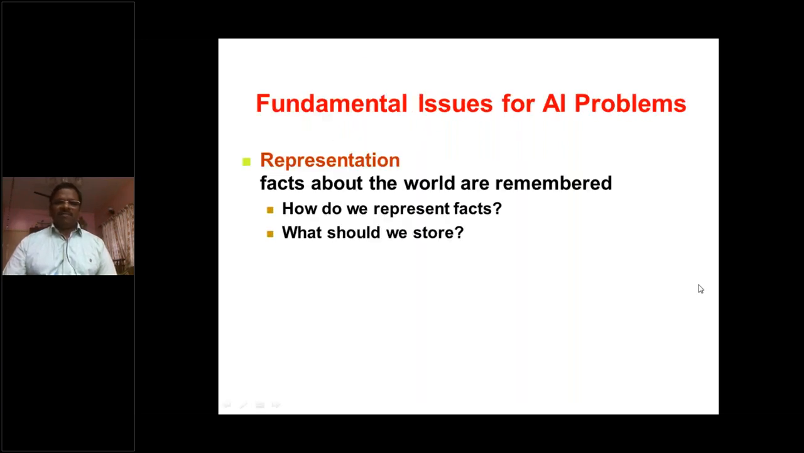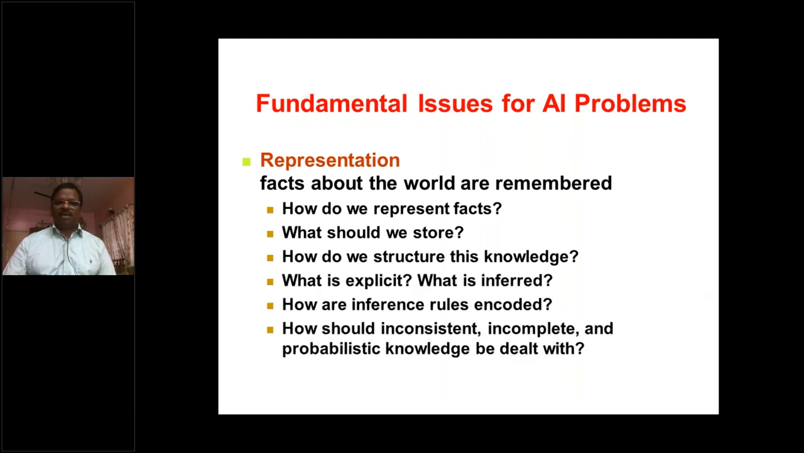Now, what is the fundamental issue of an AI problem? How do we represent facts? What should we store, and how do we structure this knowledge? What is explicit and what is inferred? How are inference rules encoded? How should inconsistent, incomplete, and probabilistic knowledge be dealt with? How can we deal with inconsistent outliers and noisy data? These are the fundamental issues raised when we create an intelligent agent, an intelligent machine.